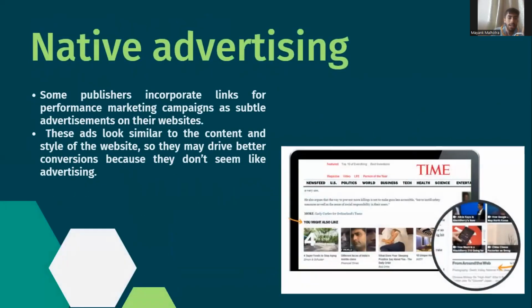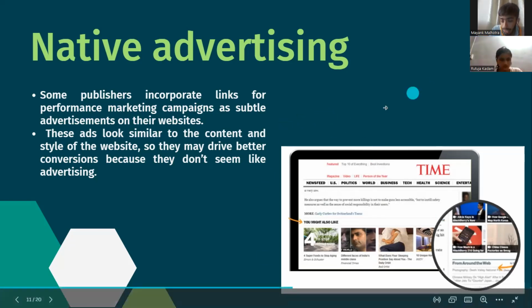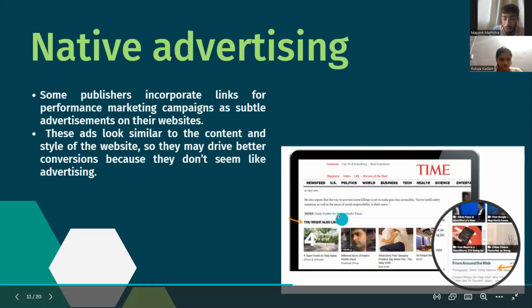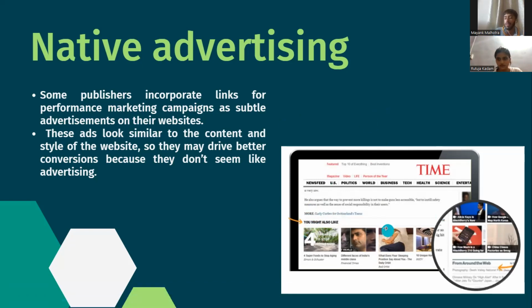Then moving on, native advertising. It is a type of advertising in which some publishers incorporate links for performance marketing campaigns and sponsored advertisements on their websites. These ads look similar to the content and style of the website, so they drive better conversion because they do not seem like advertising. Suppose in this article you can see 'you may also like' and there are many videos provided. If you click this video, you will be directed to another page. This is the kind of native advertising.